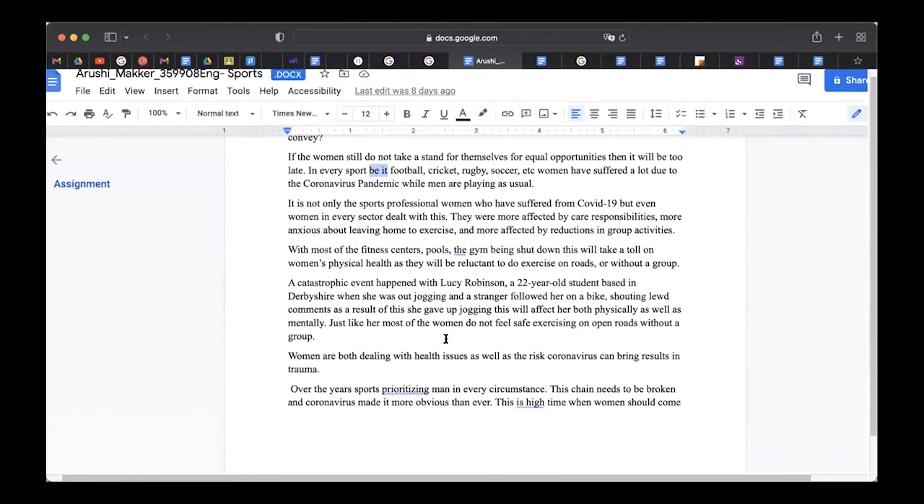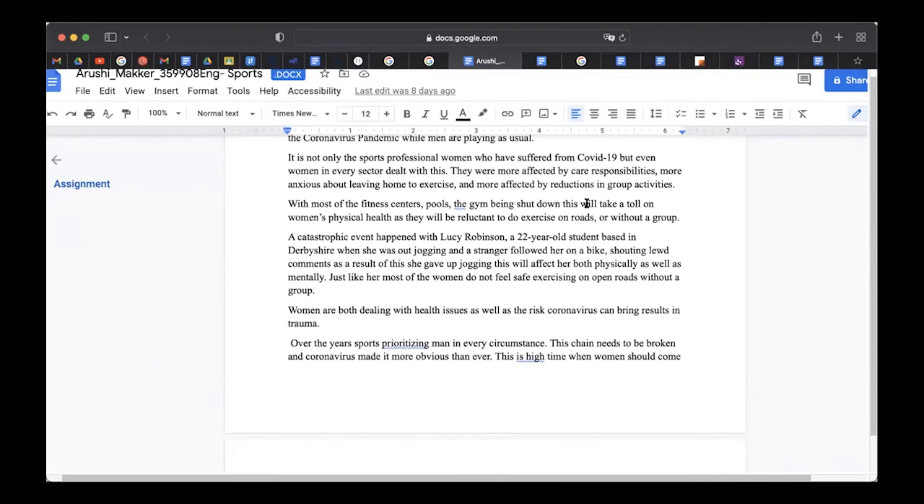But suffering due to, here, it's not only women who play sports professionally that have suffered due to COVID. It's not that I'm saying that all the sportswomen have actually caught the virus. So suffered due to the coronavirus, not suffered from. Women in other sectors have also experienced this.